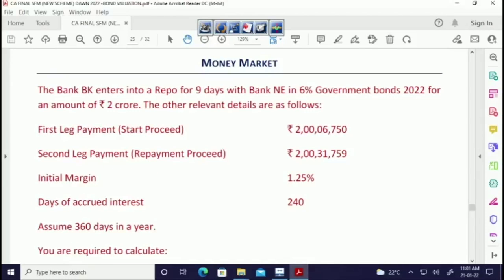Repo rate is like you have taken a loan of 2,00,06,750 and repaid 2,00,31,759. What is the interest rate? The interest rate is the difference divided by the loan amount, 2,00,06,750, into 100 into 360 divided by 9. This is the easiest thing in the world. I hope you're understanding. I don't have to write it, but you never know what happens when we are stressed out, so let me just solve it.